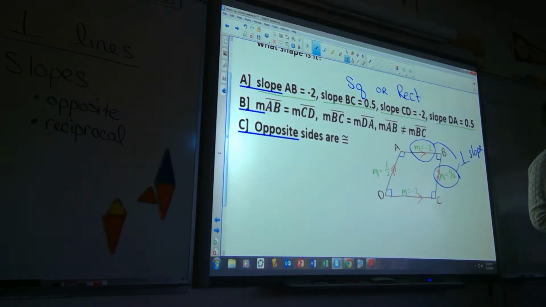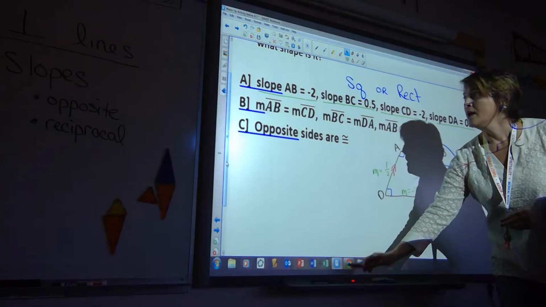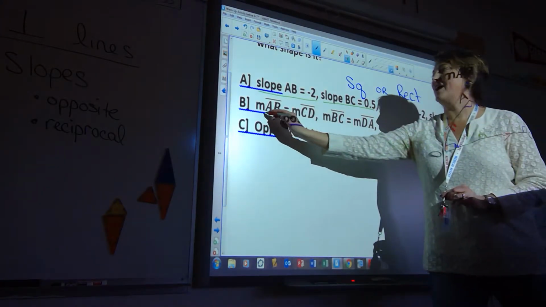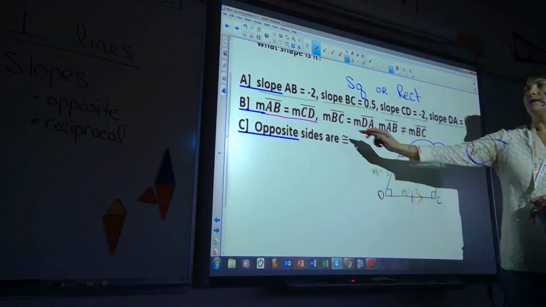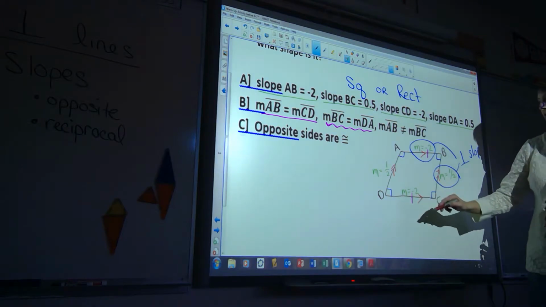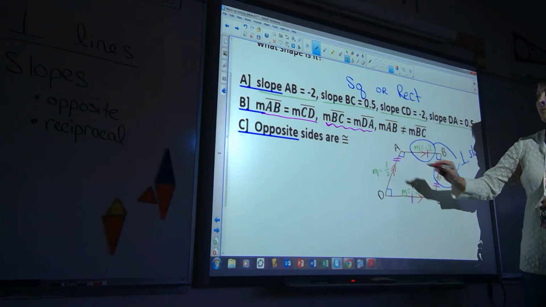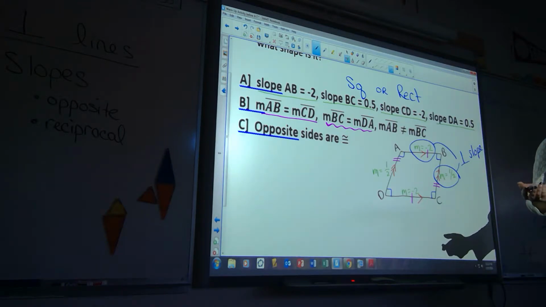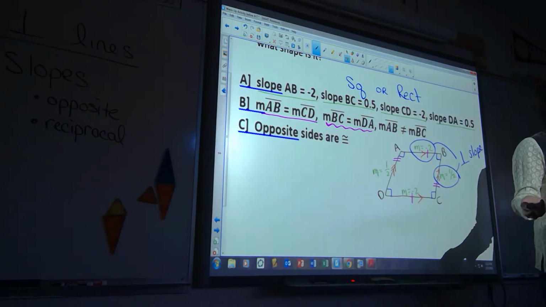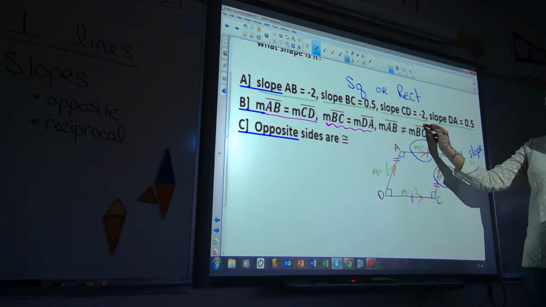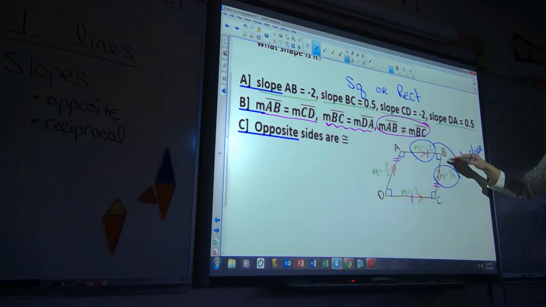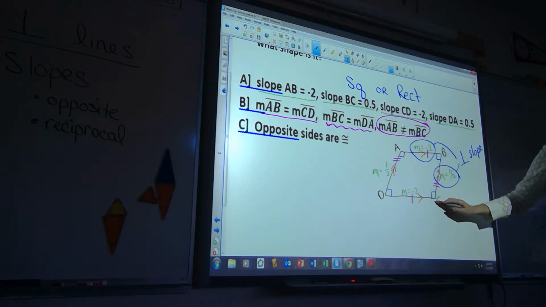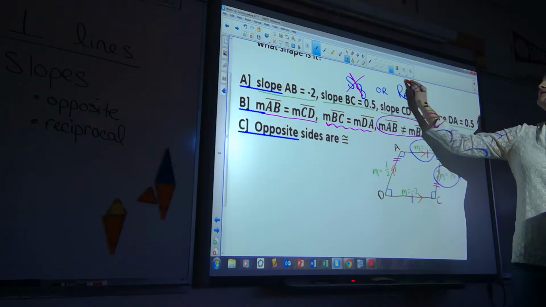There's more information that's going to help us narrow it down further. What other information do we have? We have AB equals CD, so this leg equals this leg. BC equals DA, so this leg equals this leg. So the opposite sides are congruent. Does that help me narrow it down? No. Opposite sides being congruent is just a parallelogram property. But what about this right here? AB is not the same length as BC. Square, rectangle. So I can rule out the square. It is definitely a rectangle.